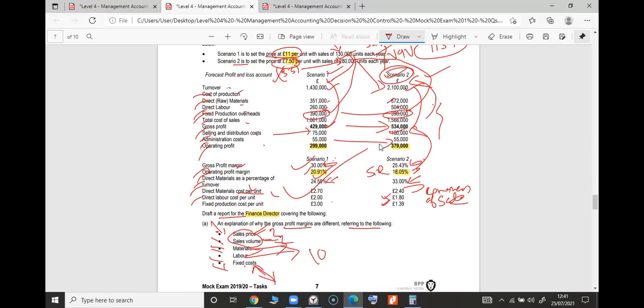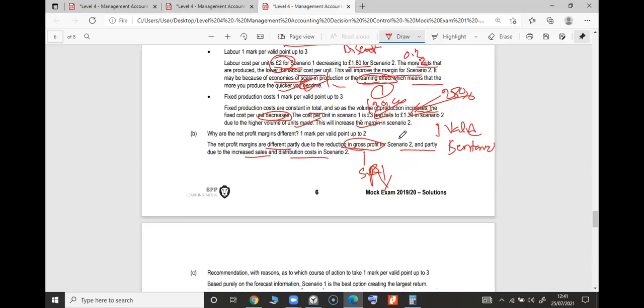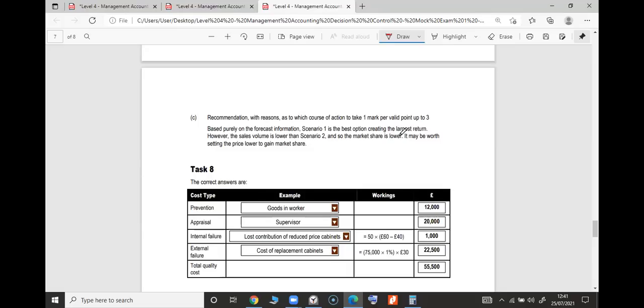Better control of expense, of course, because your net profit is better here. And even the material percentage is better. So talk about it and get your marks. And then they talked about it here. Let me show you. Recommendation based purely on the forecast: scenario 1 is the best option, creating the largest, better return, isn't it? However, the sales volume is lower compared to scenario 2. The market share is lower. It may be worth setting the price lower to gain market share.